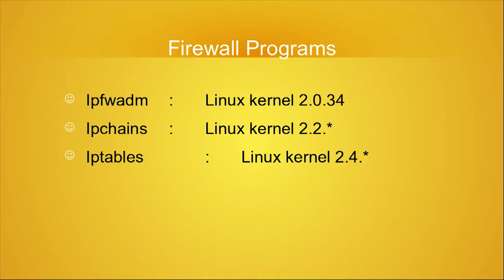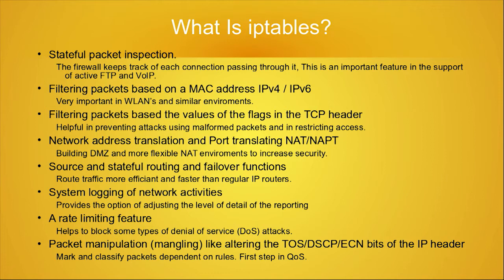This is how the firewall programs progressed in Linux. Initially, in kernel 2.0.34 we had IPFWADM, and then in kernel 2.2.x you had something like IPchains. Then in kernel 2.4 we have IPTables, and in kernel 2.6 we call it something else. But essentially, in general it is called IPTables. So, what is IPTables?